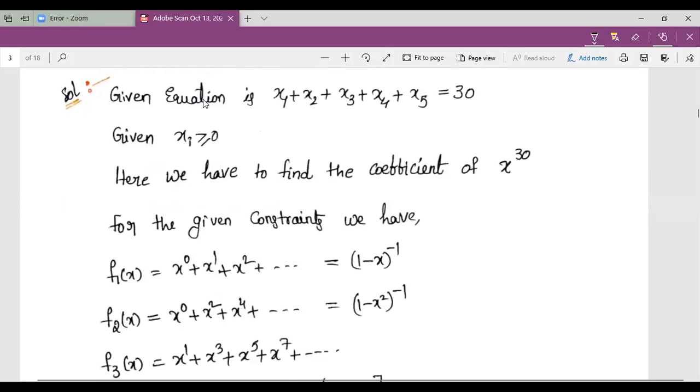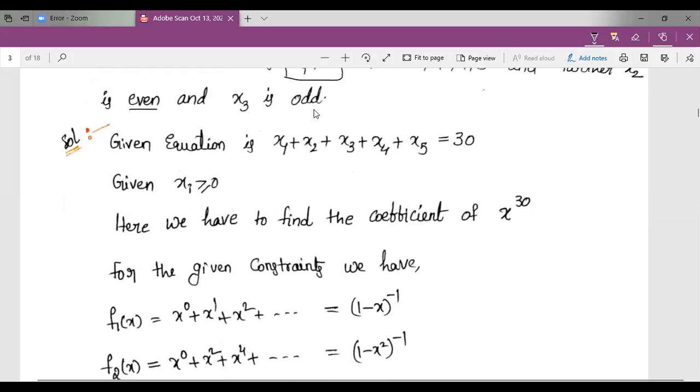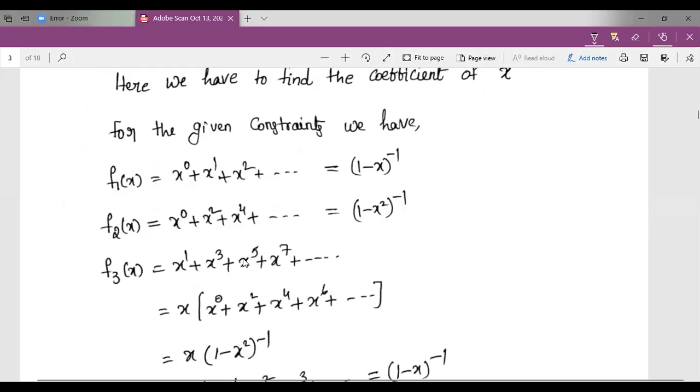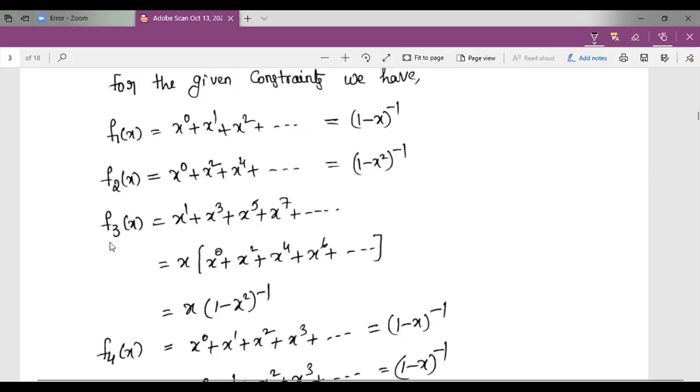The condition for x3 is that we have to take only odd values. So the series starts with x^1 + x^3 + x^5 + x^7 + x^9 + x^11 and so on. In this expansion, x will be common. The remaining expansion is x^0 + x^2 + x^4 + x^6 + and so on. So this is the binomial expansion for (1 - x^2)^(-1). So f3(x) is equal to x into (1 - x^2)^(-1).